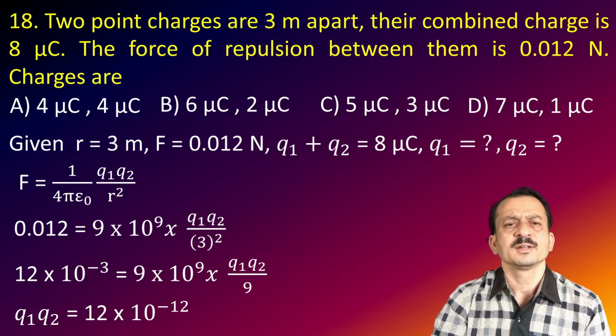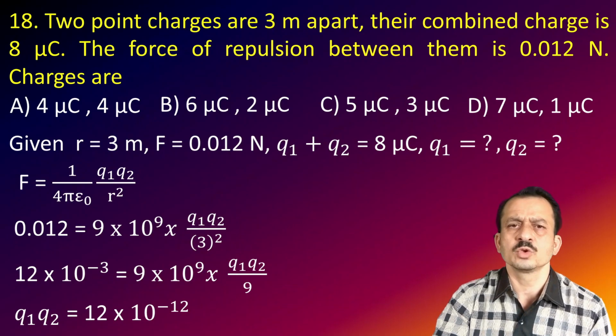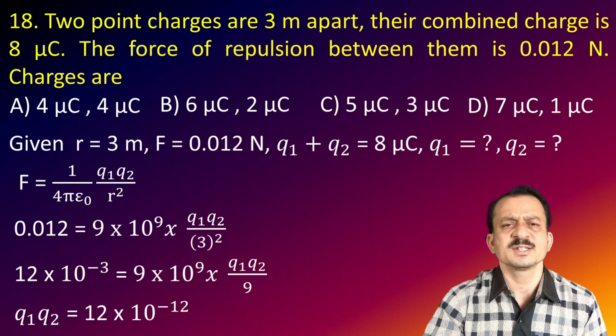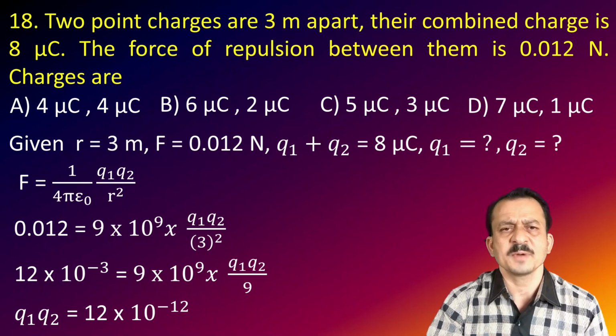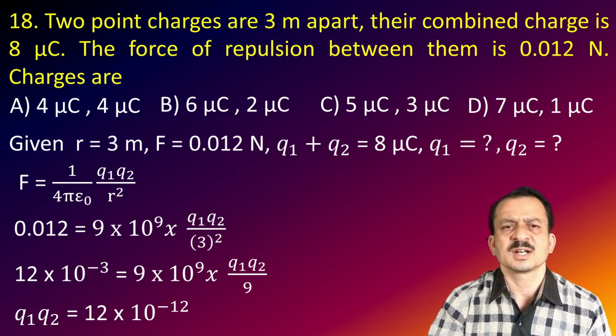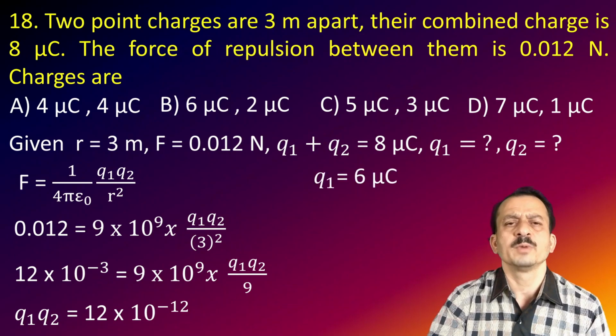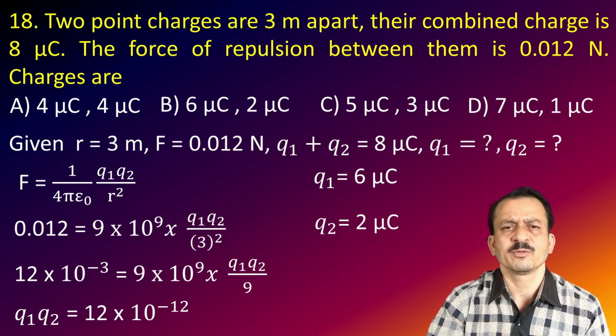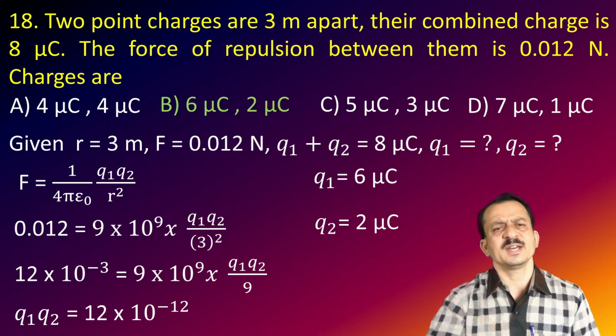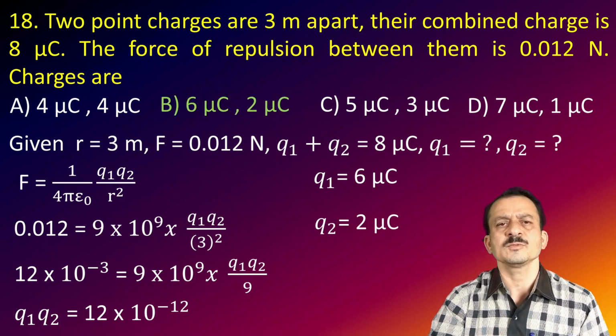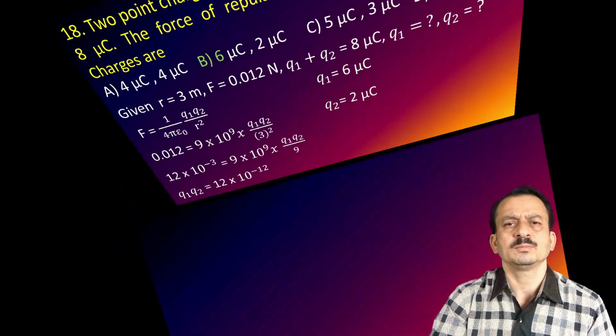Now here the combined charge Q1 plus Q2 is given. Sum of the two numbers is 8, and the product of those two numbers is 12. Obviously by inspection, the two numbers are 6 and 2. Therefore Q1 is equal to 6 microcoulomb and Q2 is equal to 2 microcoulomb is the answer. Therefore B is the right answer here. Move on to the next problem.